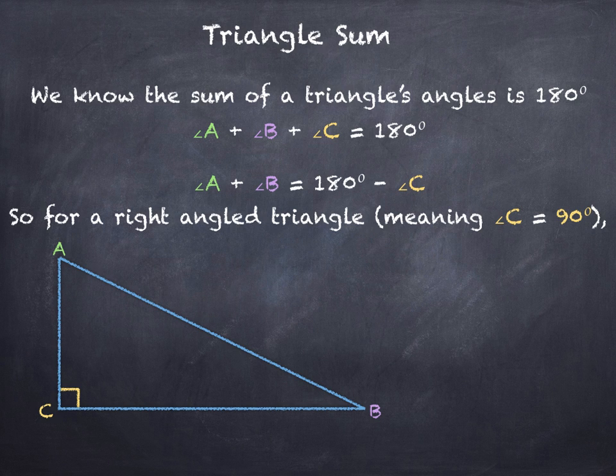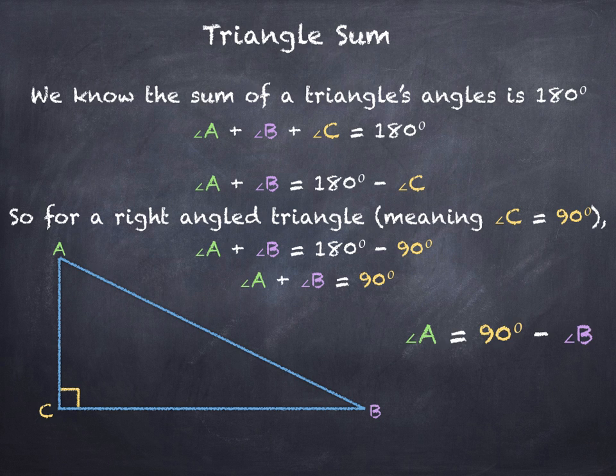So let's replace our angle C with 90 degrees. We'll find that angle A plus angle B equals 90 degrees. And by rearranging this equation, we'll show that angle A equals 90 degrees minus angle B, and angle B equals 90 degrees minus angle A.